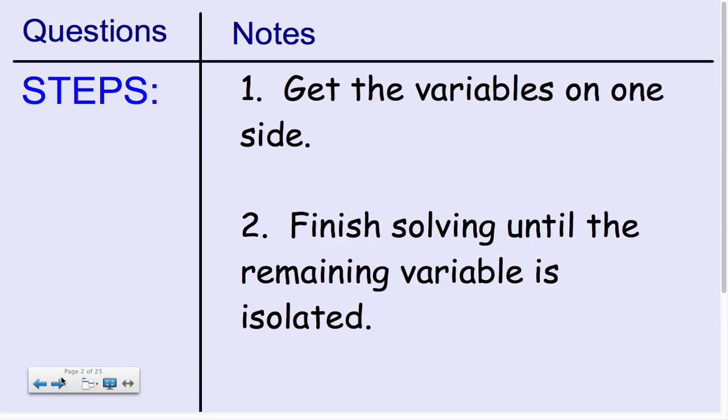The first one is to get the variables on one side. So you'll see in a moment that we're going to have a variable on the left-hand side of our equal sign and on the right-hand side. So our first step is to get them on one side. After we've done that, we continue solving until that variable is by itself.